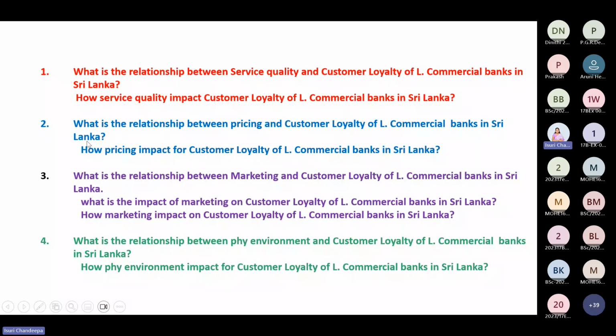So then you can write it down as: how does pricing impact customer loyalty for the licensed commercial banks in Sri Lanka? The same question has been written down in different ways. Anyway, you can change the format. Here, first we have taken what, and the second one we have taken how. Again, in the third question, we have taken what is the impact rather than what is the relationship. Likewise, you can change the writing pattern, but the 5 components are compulsory, and other than these 5 components, don't include any other things. Right?